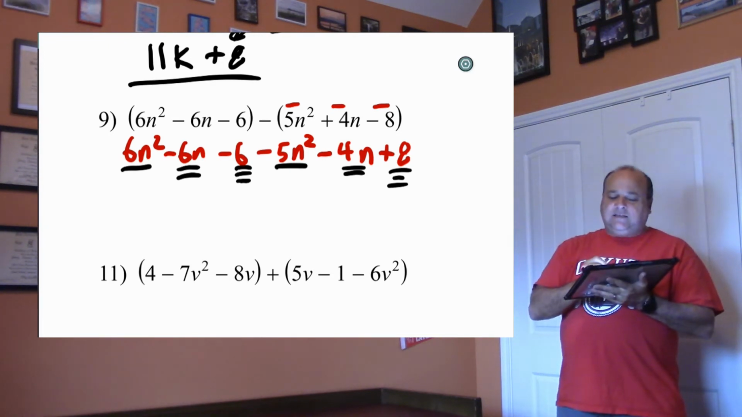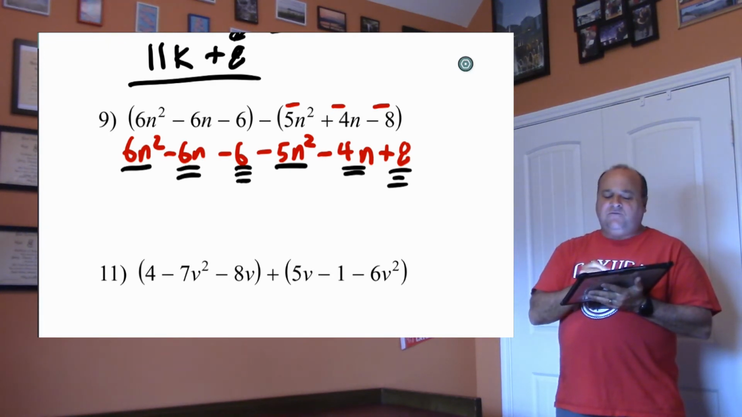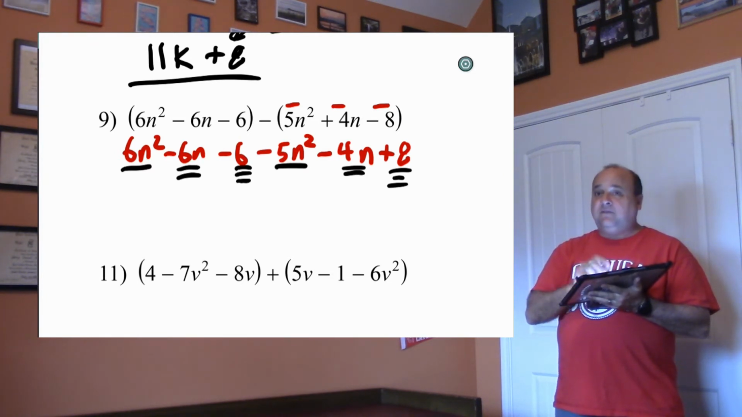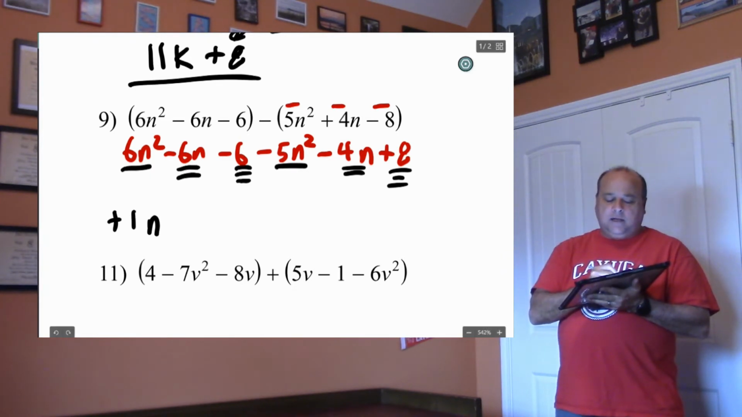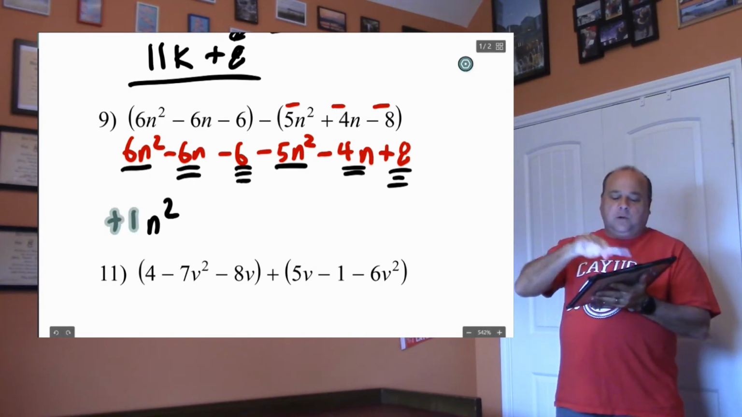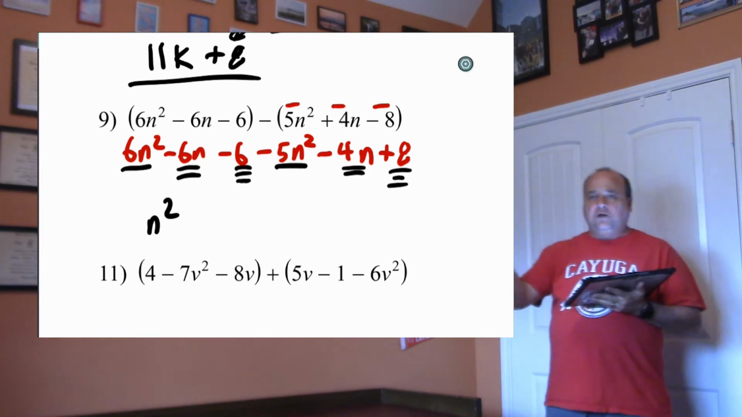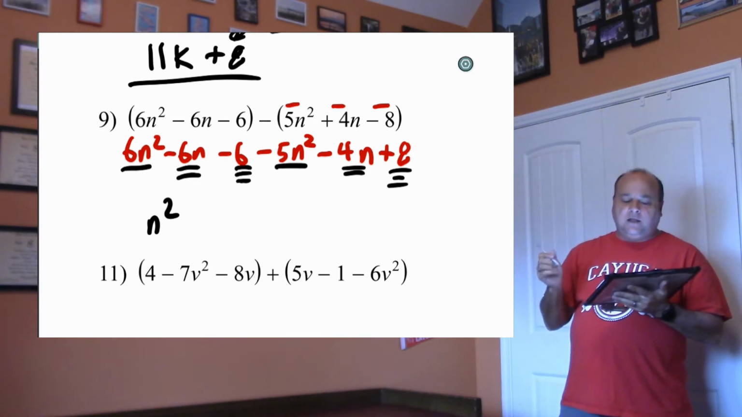Now then, you have 6 and 5. You got more 6's than 5, so the sign's positive. 6 is positive, 5 is negative, so 5 away from 6 is 1, so plus 1 n squared, and you don't put the plus 1, do you? So our single underlines are just going to turn into the n squared.